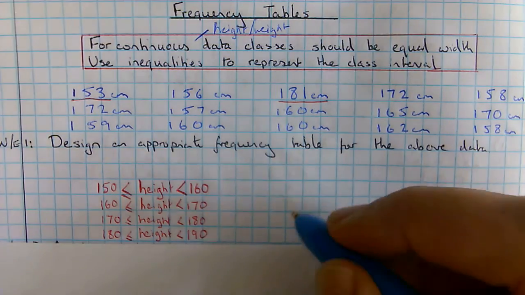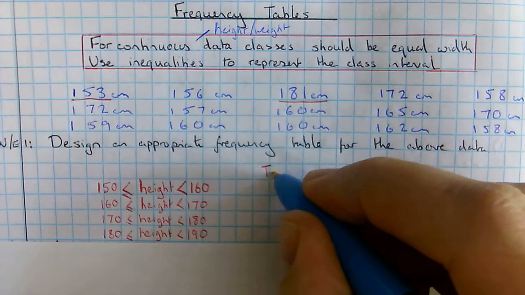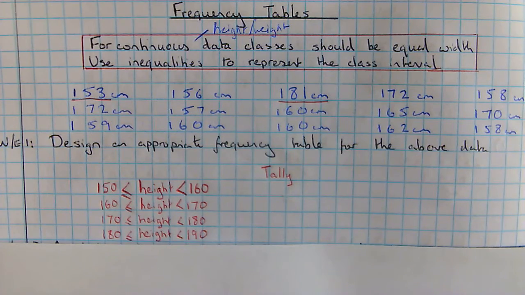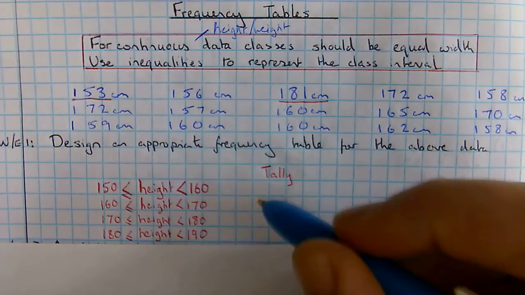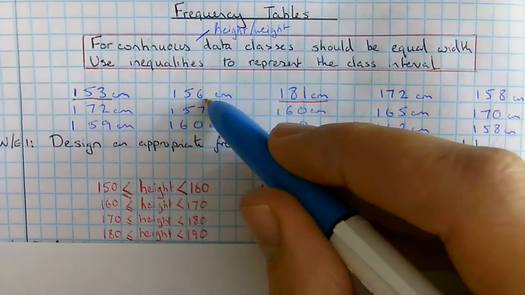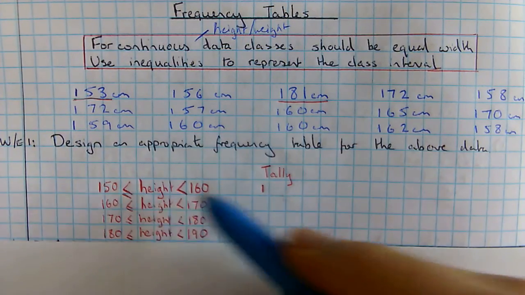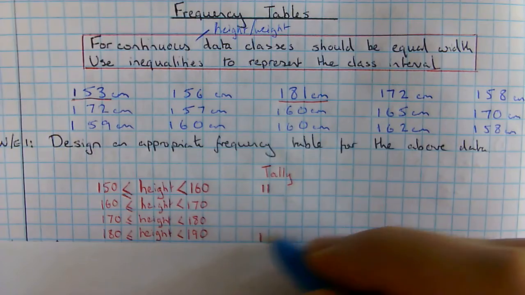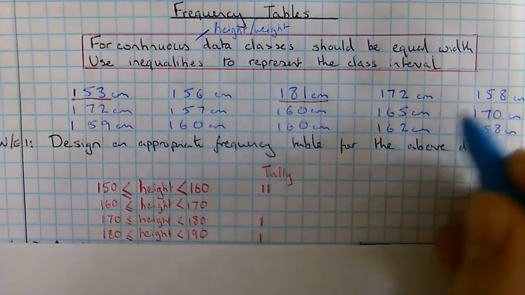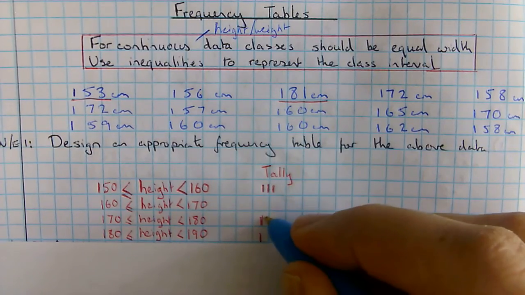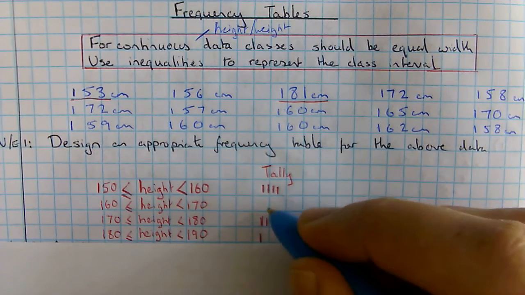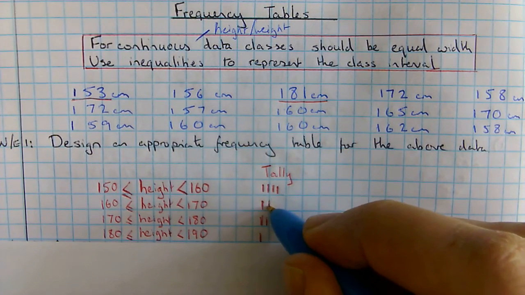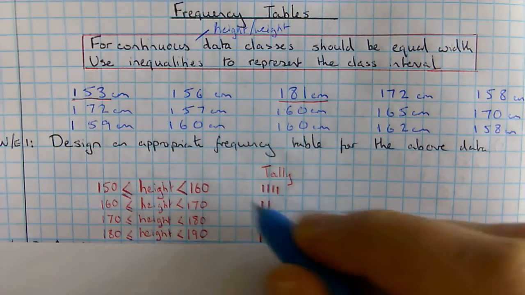So I now need to do a tally chart here, and I'm going to go through and work out which interval each of my readings goes into. Well, I'm going to start with 153, and it's in the first interval. 156 is also in the interval greater than or equal to 150 but less than 160. 181 is going to be down here. 172, 158, 172, 157, 160, notice 160 goes into the second class interval, not the first. 165, 170 goes into that third class interval.